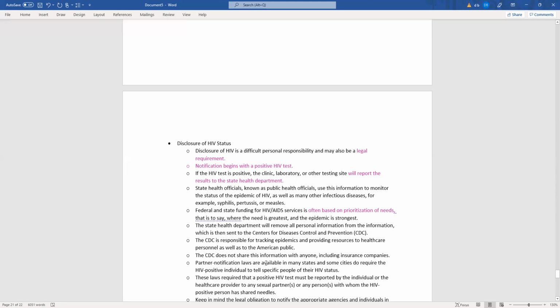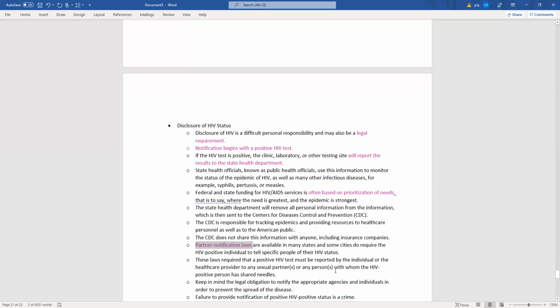Partner notification laws are available in many states, and some states do not require the HIV individual patient to tell specific people. Don't move to those states, the ones that say you don't have to tell. So these laws require that, and it's called the partner notification law. Sometimes it's required, and in some cities and states it isn't required.